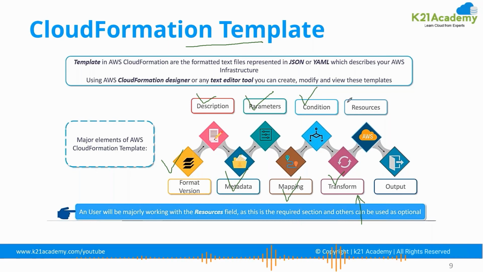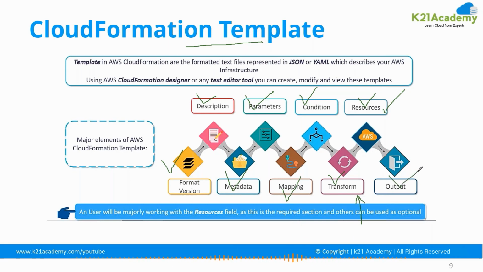So the next section is what we call the resource section. In the resource section is where we list out all the resources. Like for example, I want EC2, I want S3, load balancer, database, DynamoDB. So all those things will be listed in the resource section.